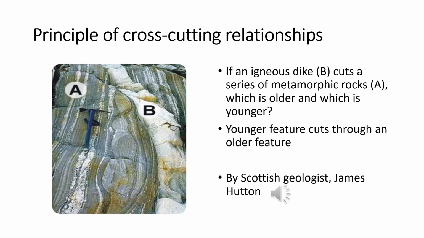In this fourth principle or law, we have the principle of cross-cutting relationships, which is purely logical. In this case, if you see one rock cutting across at an angle through another rock, you can safely assume that the rock that it's cutting across must be older, because it must have existed before it to be able to cut through it. For example, rock A must have already existed in order for rock B to cut through it. Therefore, B must be younger than A.